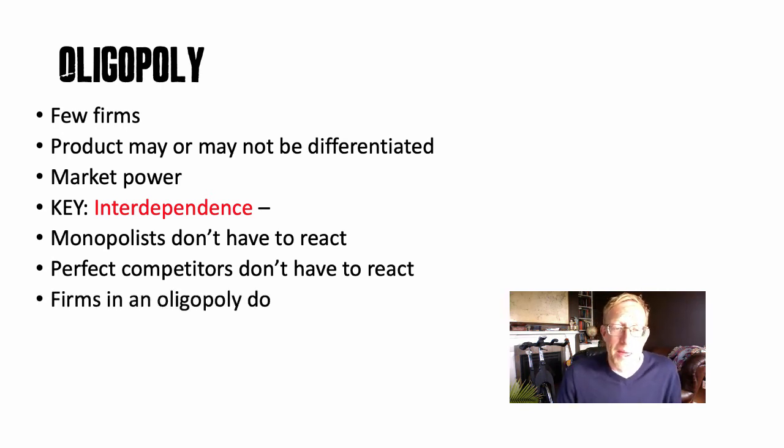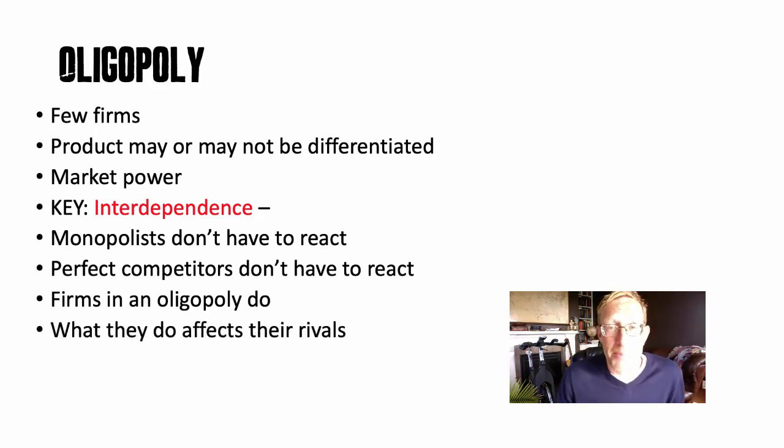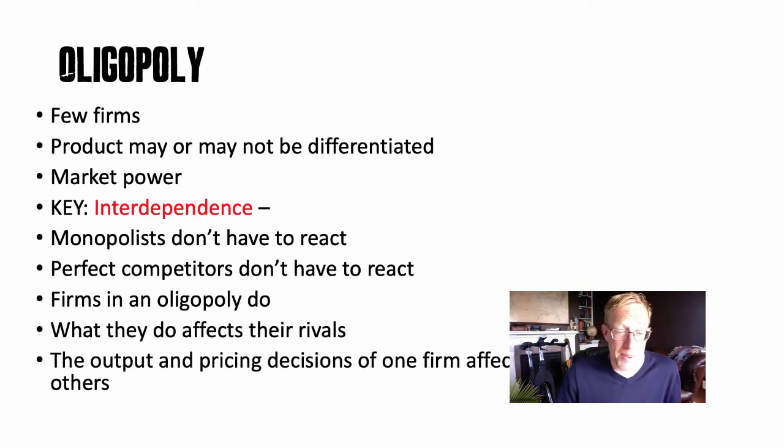But in oligopoly, firms had better be reacting to what the other firms do, because if one firm lowers prices, they can end up taking all your customers. If one firm creates a new product line, they can take away some of your customers. You need to be on your toes. You need to be reacting to what's happening in the market. What you do affects your rivals, and what your rivals do affects you and your success and your profitability.